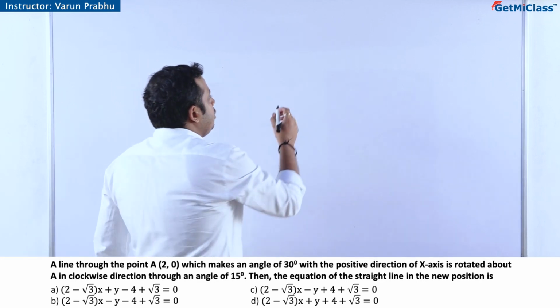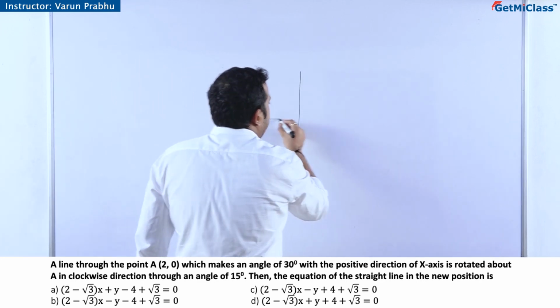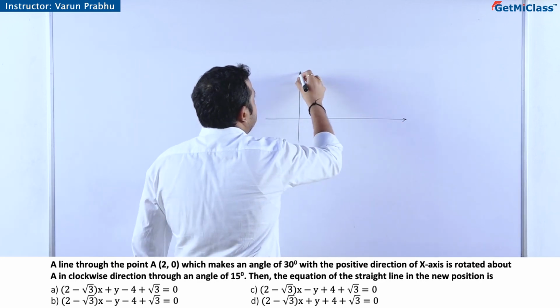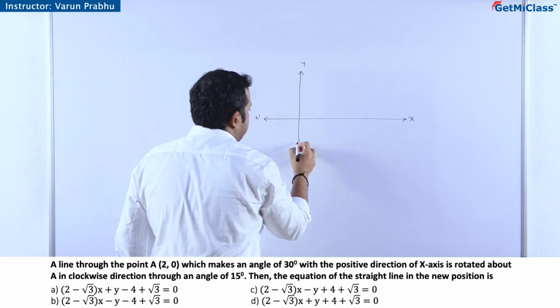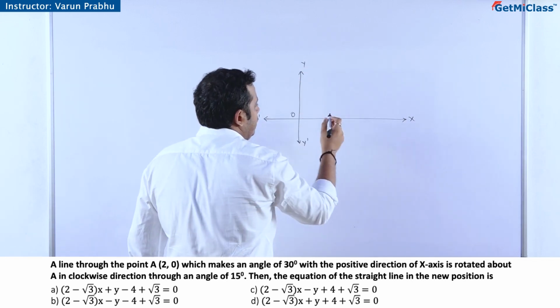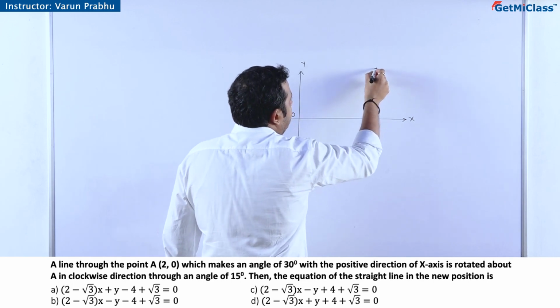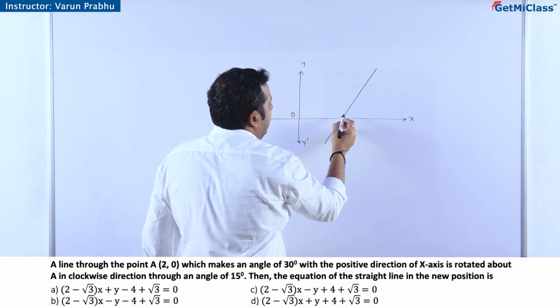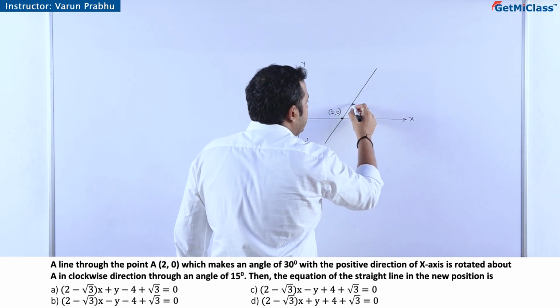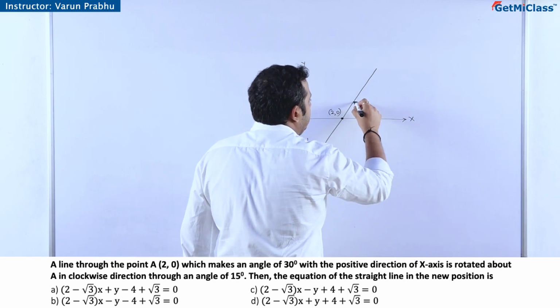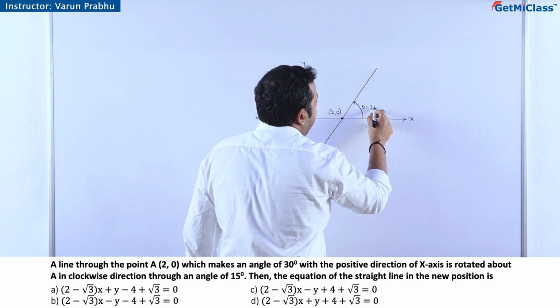If you look at the description of this particular question, there is a straight line like this. This is the x-axis, this is the y-axis, this is the negative x-axis, this is the negative y-axis, this is the origin. A straight line initially making an angle of 30 degree and passing through the point (2, 0). Is it okay? This is initially inclined at an angle of 30 degree.